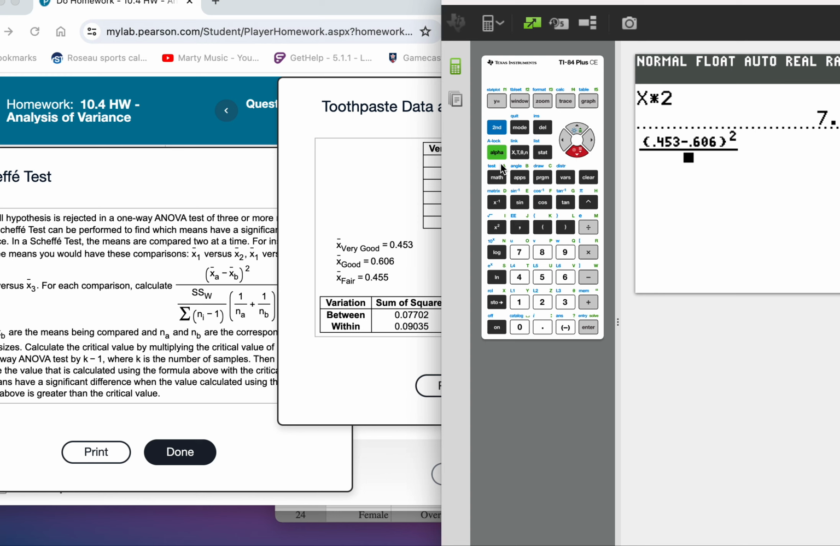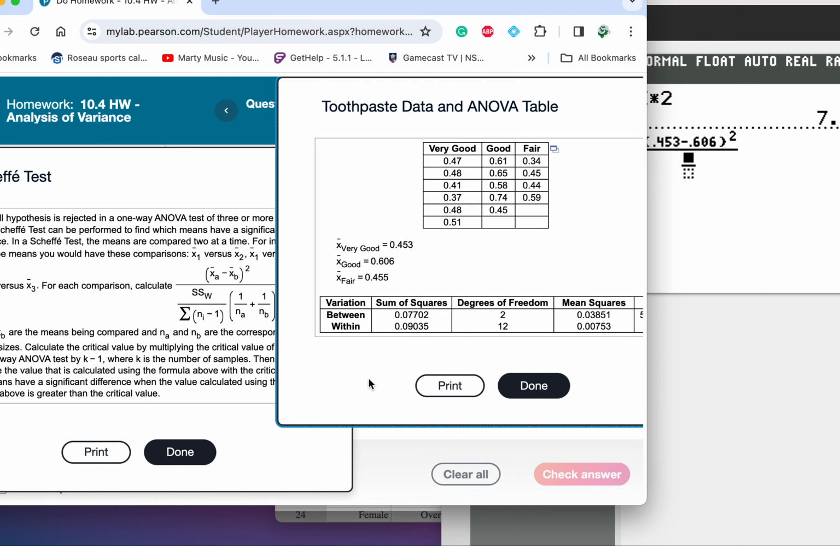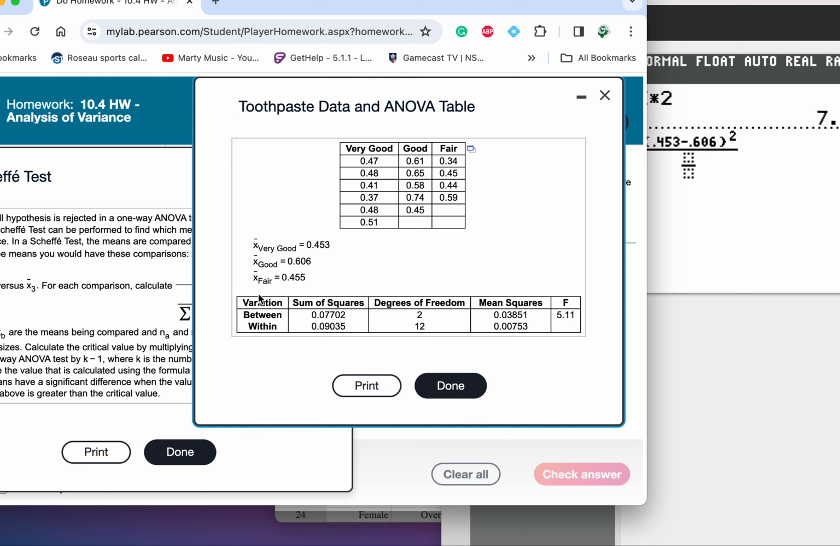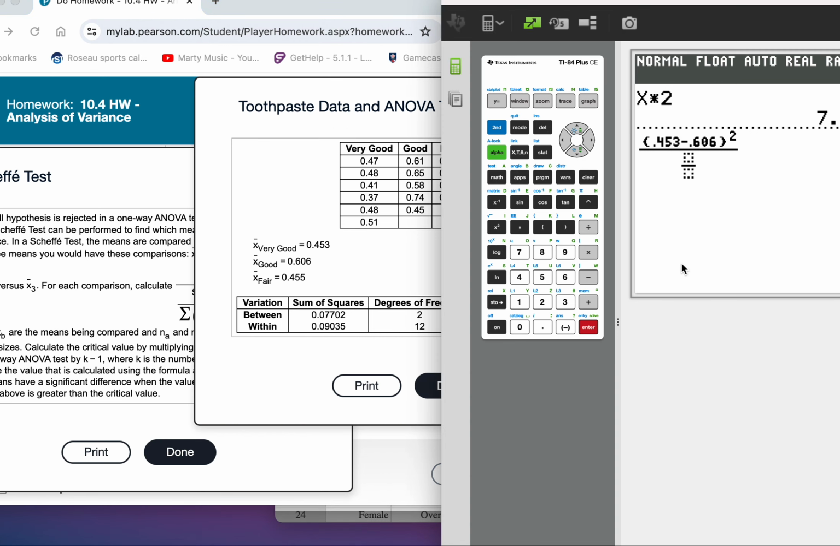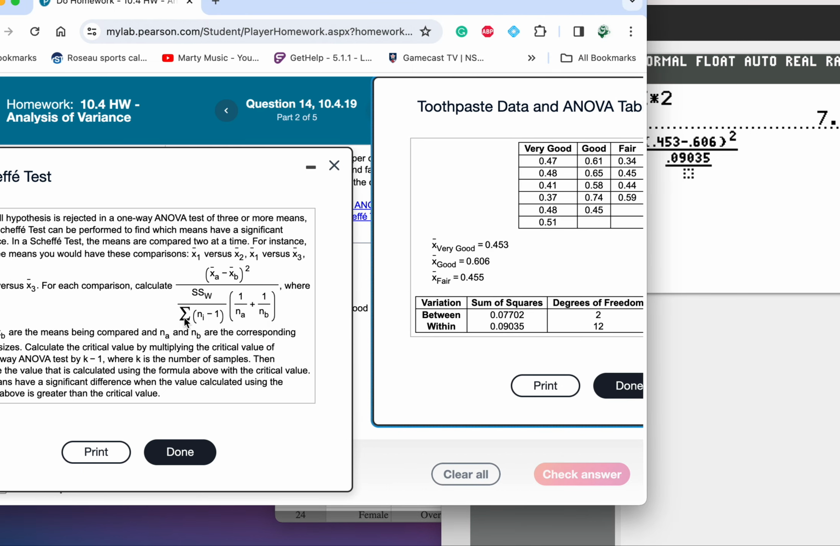Okay, the bottom again, I'm going to put a fraction just to make it nice and neat. This first number is SSW. Well, if I look on here, SSW is the sum of squares within. So 0.09035 over this sum of ni minus 1. I'm not entirely sure why they use this notation and why they just don't say degrees of freedom for the denominator, because these are the same. So I'm going to put 12 there.